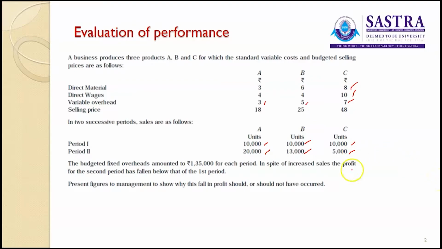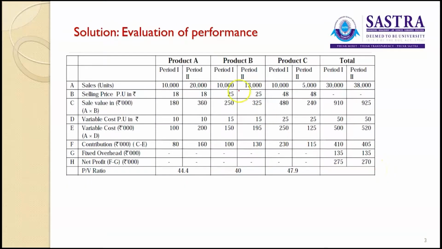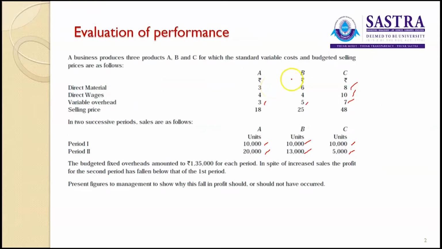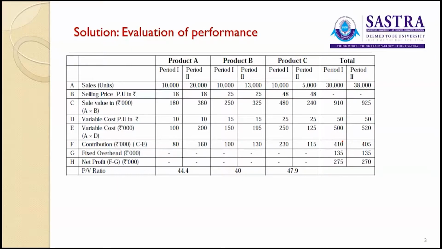Now we are going to evaluate the performance between the 2 periods. Which period is said to be profitable? See, we are preparing the evaluation statement. We have product A, product B and product C. So we have 3 products, as we have 10,000, 10,000 and 10,000 in the first period, and in the second period 20,000, 13,000 and 15,000 for C, and the total is 38,000.